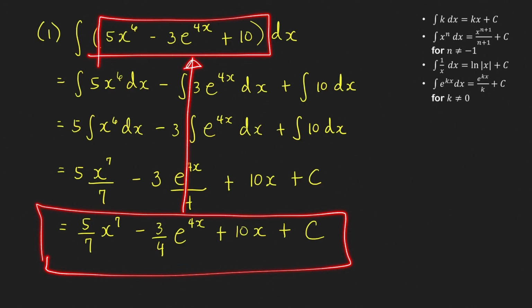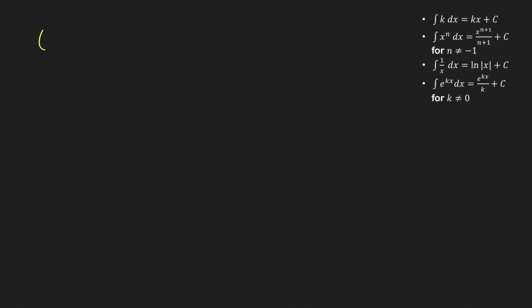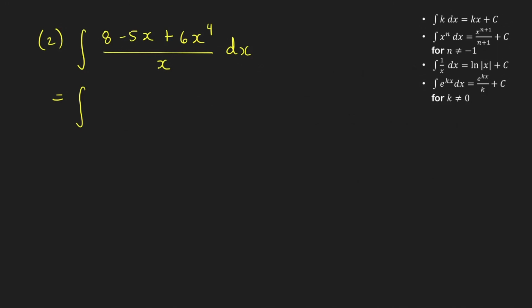Let's evaluate one more integral. Let's evaluate the integral of 8 minus 5x plus 6x raised to 4, all over x, dx. To evaluate this integral, we just have to write the integrand as a difference and sum of fractions. So we can write it down as 8 over x minus 5x over x plus 6x raised to 4 all over x dx.